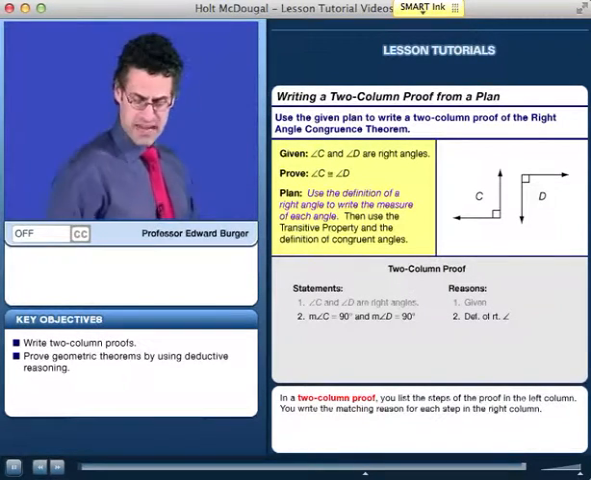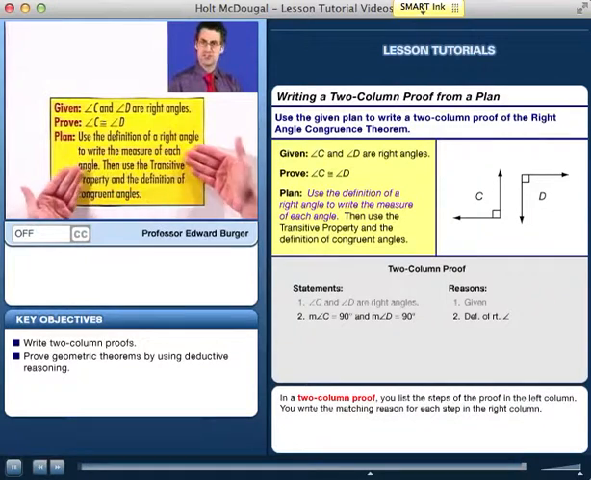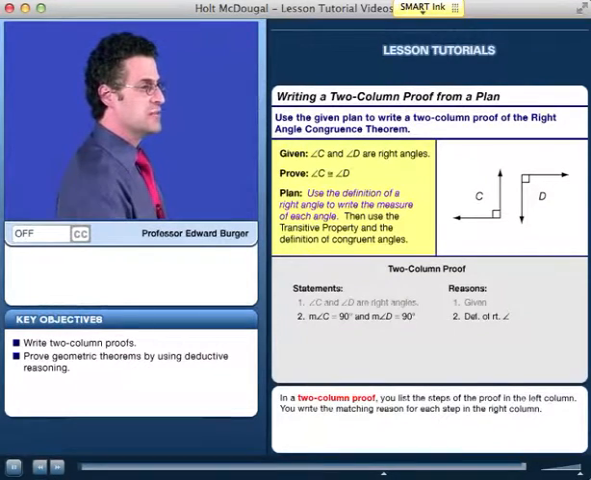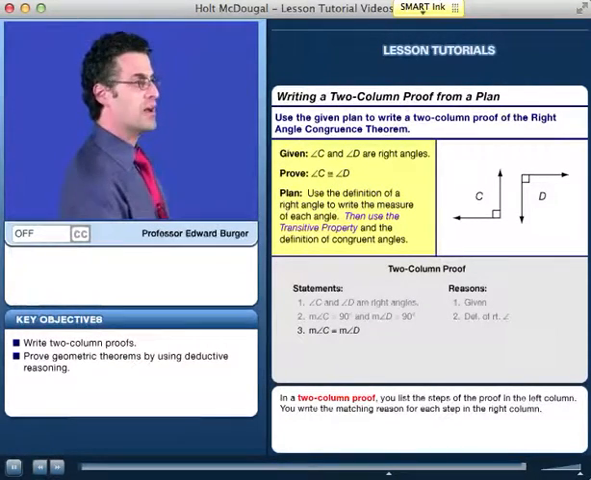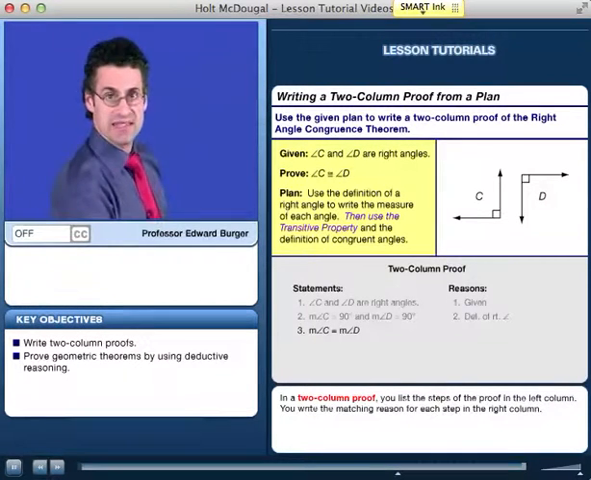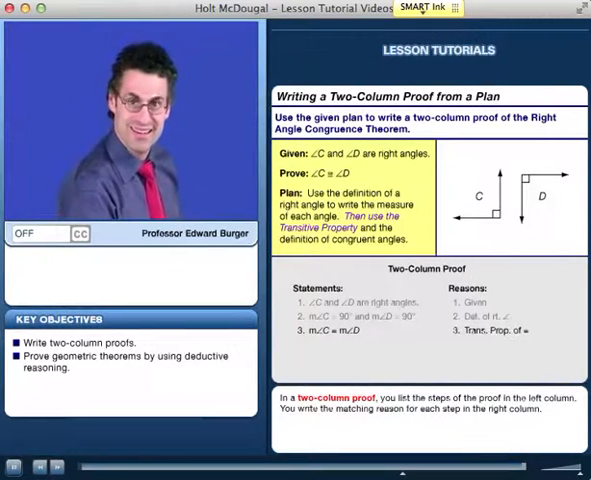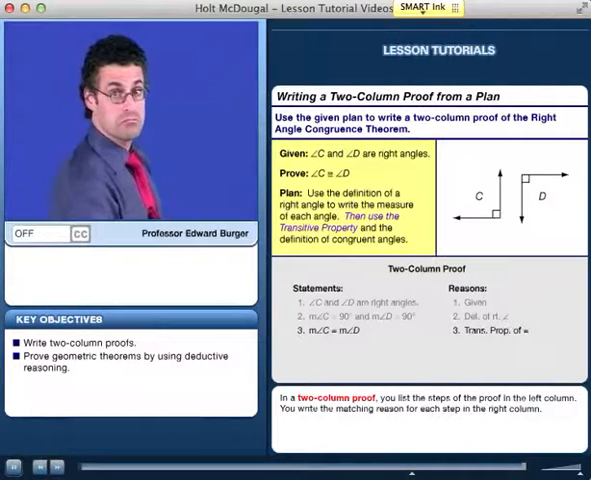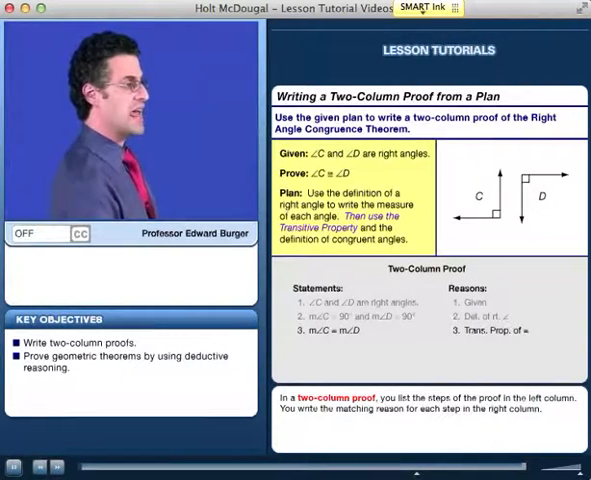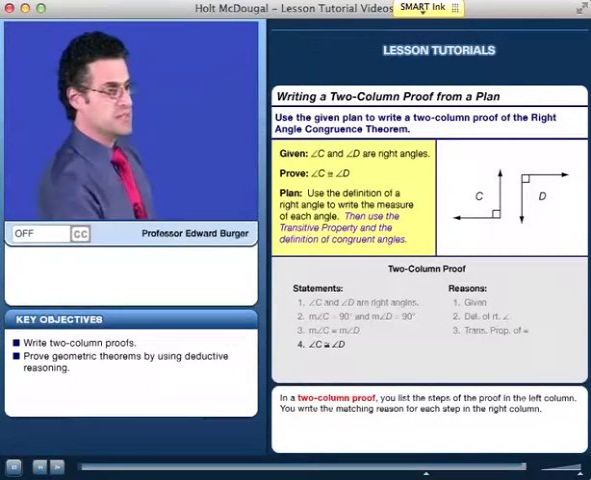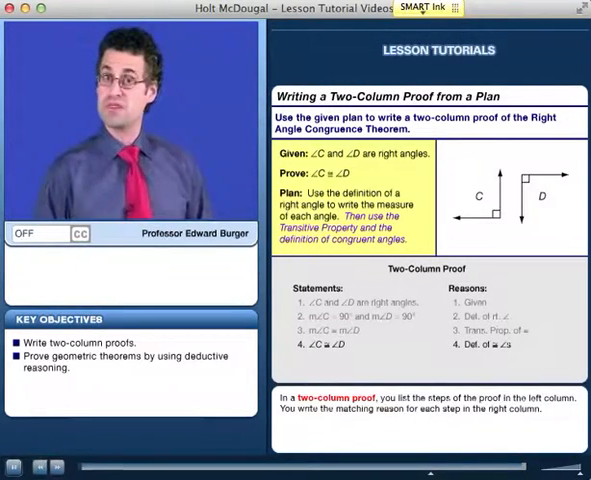So that's great. You see how I'm following my game plan here, just like we discussed. Step 3 is to notice that the measure of angle C equals the measure of angle D. Well, why is that? Well, they're both equal to 90 degrees, and so that's just the transitive property of equality. And then finally, step 4, we can just deduce what we want, which is that angle C is congruent to angle D. That's just the definition of what it means to be congruent angles. You're congruent angles if, in fact, you have the same measure.